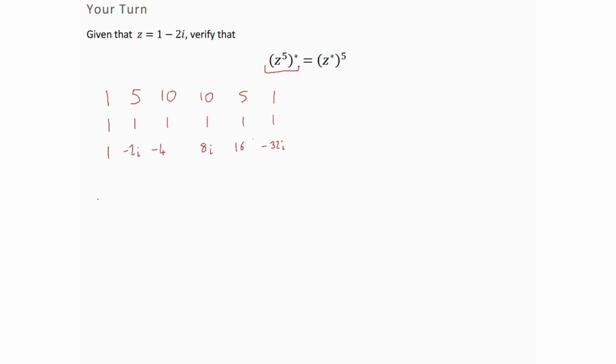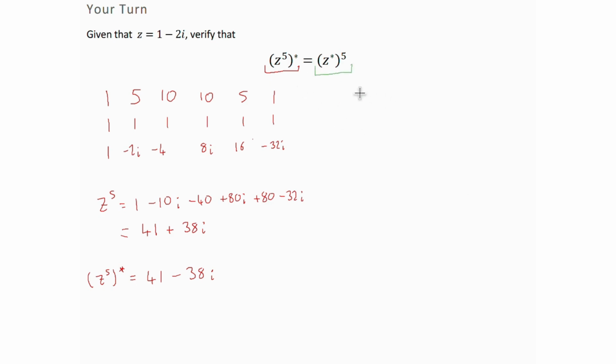And so multiplying down, we get that z to the power of 5 is equal to 1 minus 10i minus 40 plus 80i plus 80 minus 32i, which is equal to 41 plus 38i. And so z to the 5 conjugate is equal to 41 minus 38i.